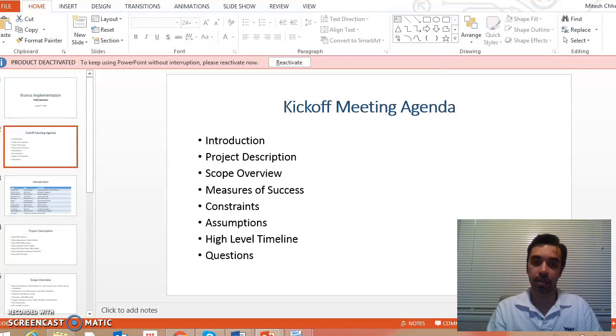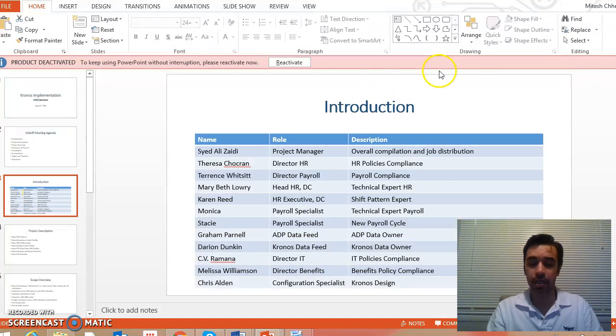Briefly, we're going to talk about the constraints of the assignment, the constraints that are going to be there for sure. We have jotted down some of the constraints, and we're going to discuss them as we go forward within the Kronos implementation at Hug. Eventually, we're going to go over the assumptions, and then later on, the high-level timeline. So let's go ahead and start off with the overall introduction.